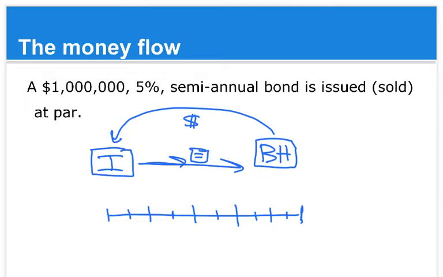So at the beginning, the bondholder is paying the issuer. Let's say that that is done at a value equal to par. Okay, so a $1 million bond, that would mean that when time is equal to 0, or on the issue date, the issuer receives $1 million from the bondholder. Now, it's a 5% semi-annual bond.